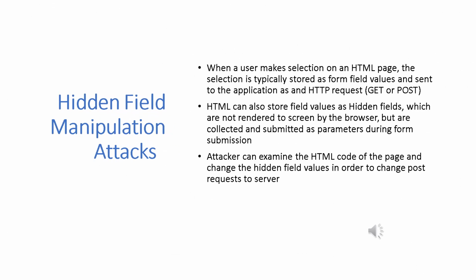Hidden field manipulation attacks. When a user makes a selection on an HTML page, the selection is typically stored as form field values and sent to the application as an HTTP request, GET or POST. HTML can also store field values as hidden values, which are not rendered to the screen by the browser, but are collected and submitted as parameters during form submission. Attackers can also examine the HTML code of the page and change the hidden field values in order to change POST requests to the server.